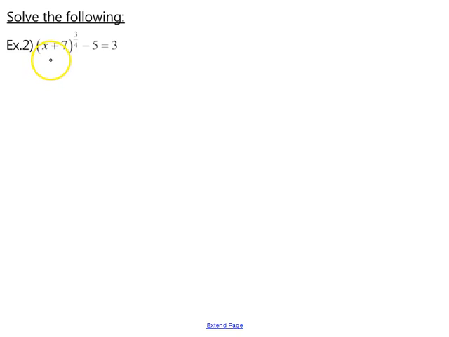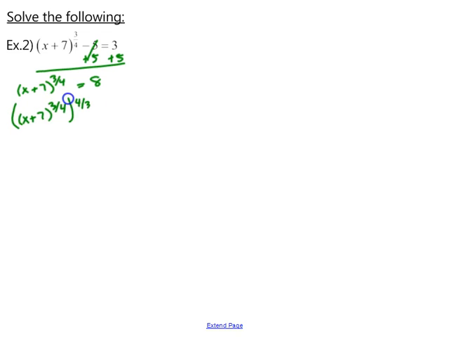Now let's go ahead and work out the second example as well. So first we need to isolate the rational exponential expression. So add 5 to both sides. Then on the left side we have x plus 7 raised to the 3/4 power is equal to 8. And then we want to raise both sides to the reciprocal power. So that 3/4, we want to raise this whole side to the 4/3. And same with the 8, we'll raise that to the 4/3.